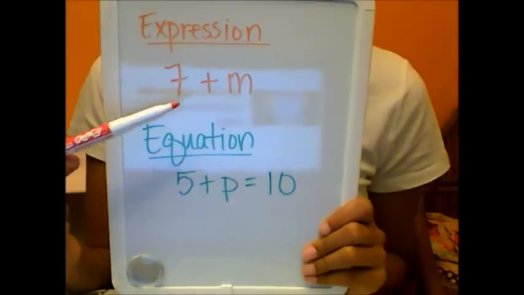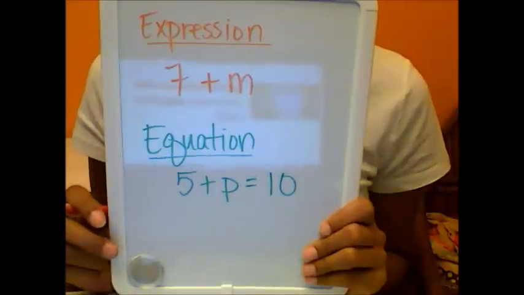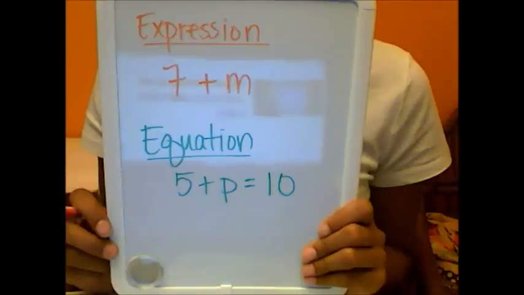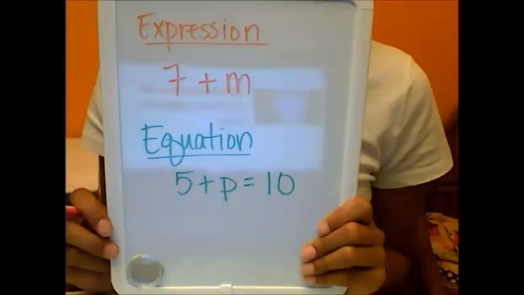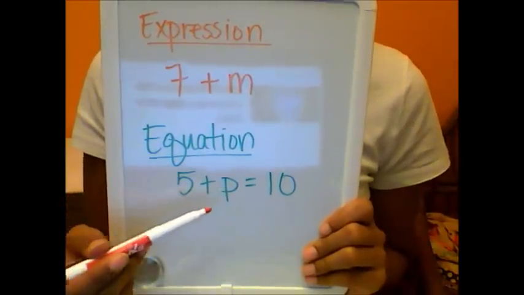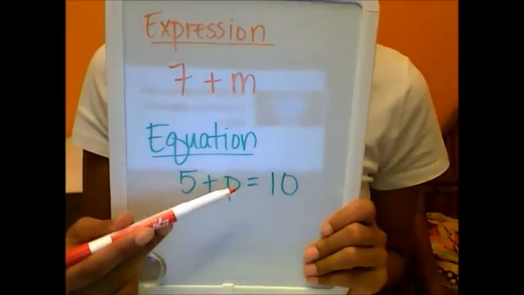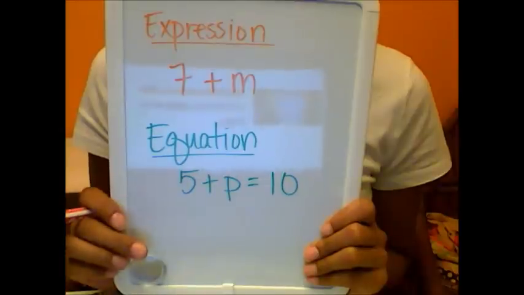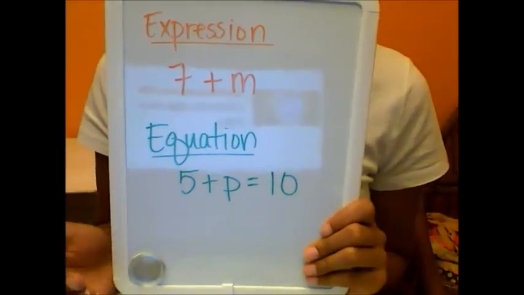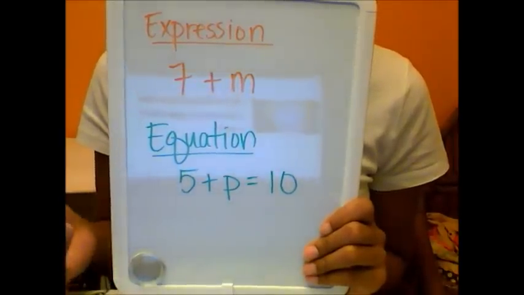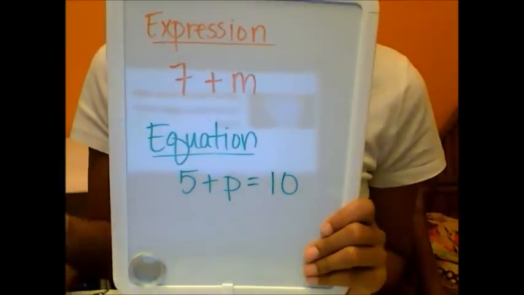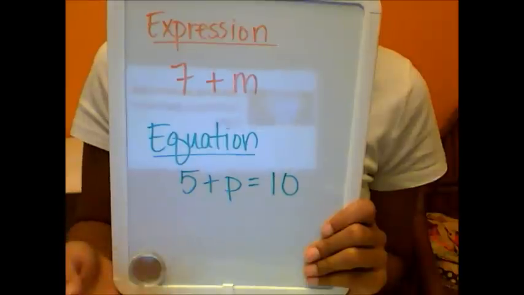So what do they have in common? Well, they both have a variable. The variable in the expression is m, and the variable in the equation is p. They both have a variable. They both are addition. But the real big difference, if you haven't noticed it yet, is that the equation has this equal sign, whereas the expression doesn't. So that's the real difference. Expression doesn't have an equal sign. Equation does. So the expression really just expresses something. It gives a statement, 7 plus m. Whereas the equation tells you that 5 plus p is going to equal 10.